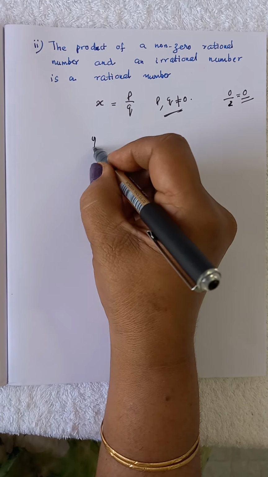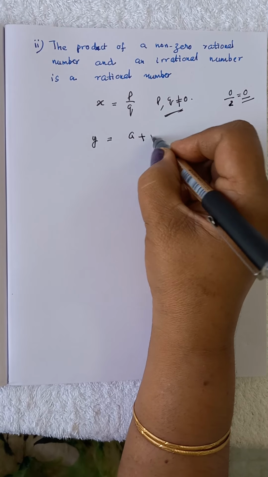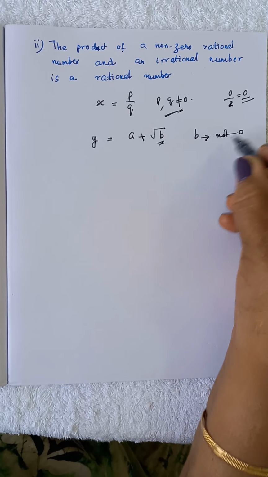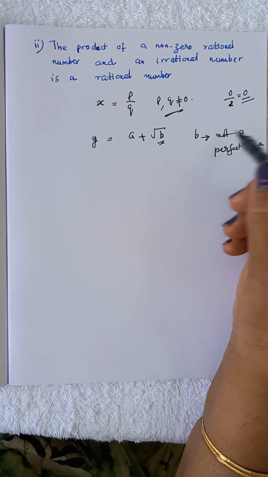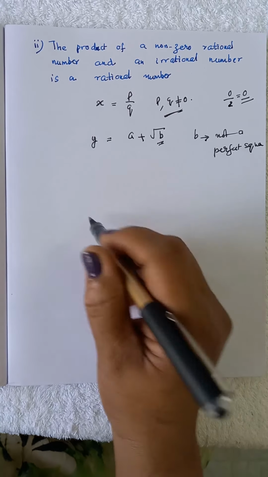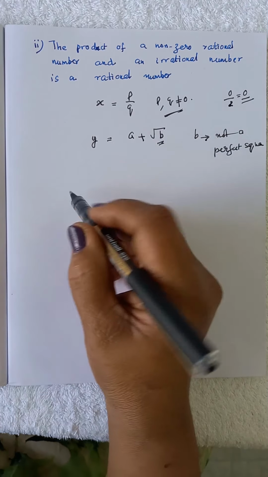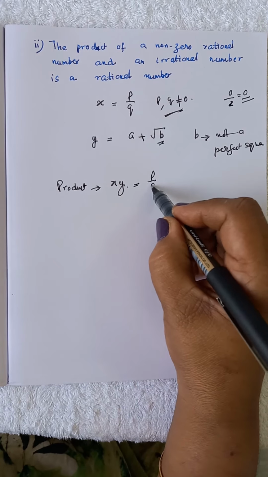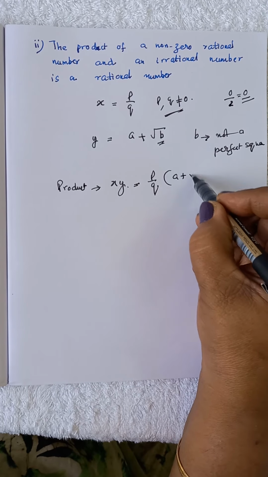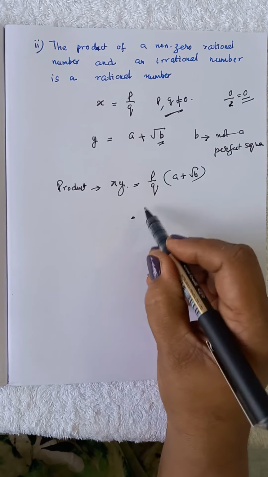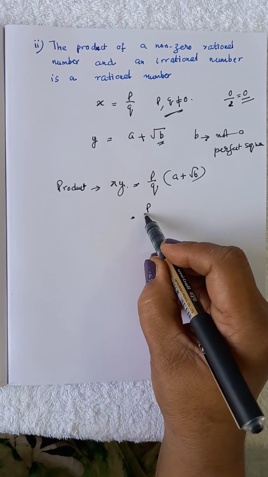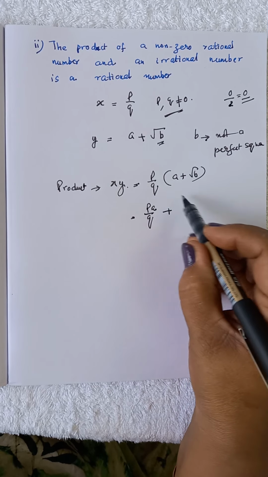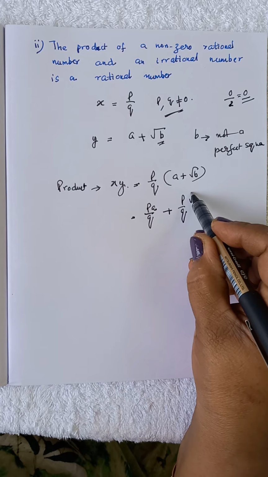Then let y be a plus root b, where this b is not a perfect square. Root b is an irrational number because b is not a perfect square. Now we want their product. So product is x into y, that is xy, that is equal to p by q into a plus root b. Now on distributing p by q, we will get p by q into a, that is pa by q, plus p by q into root b.